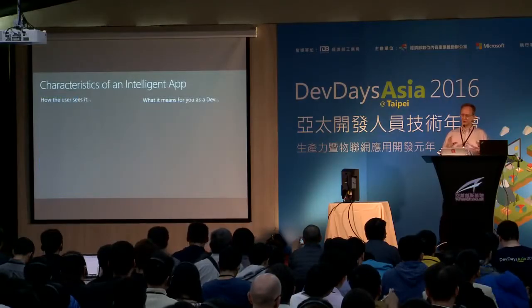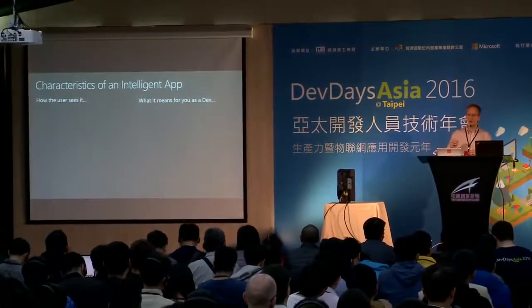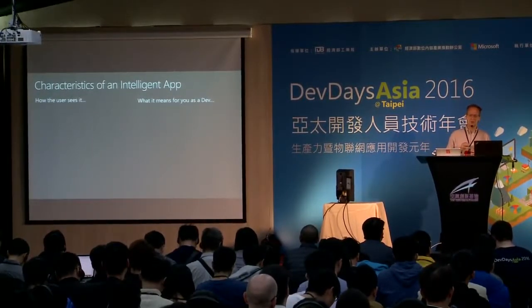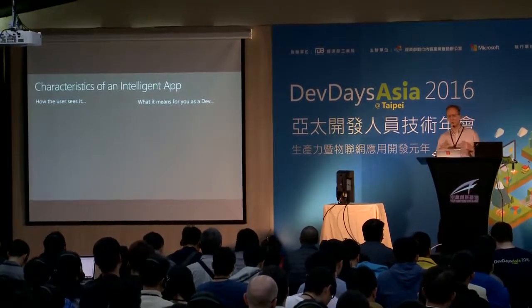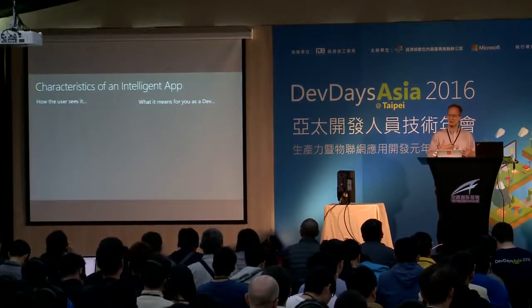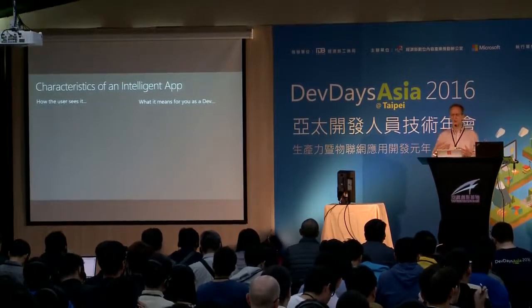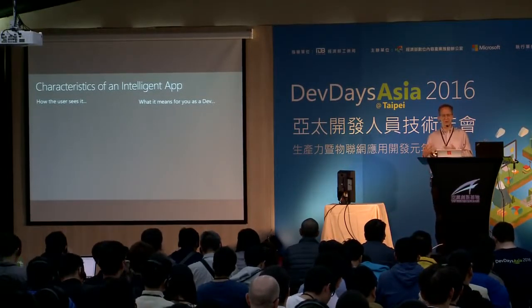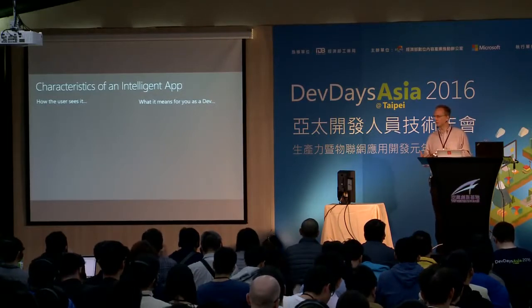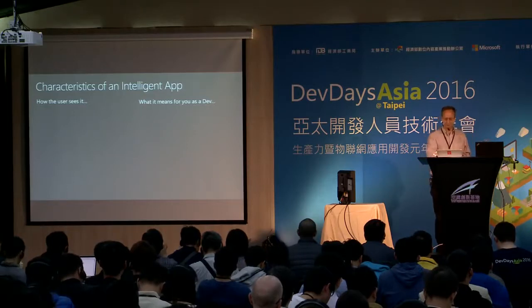In order to talk about this a little bit deeper, I want to highlight what I would call the characteristics of an intelligent app. There are two ways to look at this. One is, what does the end customer see? How is the customer visualizing, using, and interacting with your application? Then, as a developer, what are the services, the APIs, and the capabilities that you need to provide to make that intelligent app?